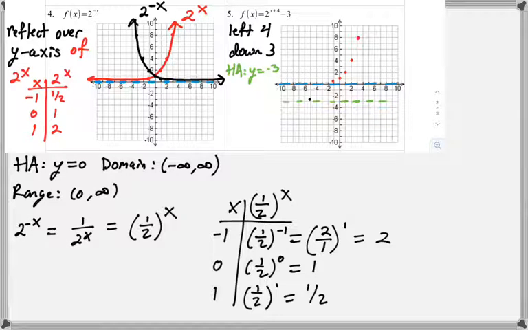Now you've done transformations before. There's nothing new here. So we're going to go left 4, 1, 2, 3, 4, and then down 1, 2, 3. And then you're just going to do that with all those points there. So left 4, down 3. Okay, and now that we've done that, we can go ahead and sketch.